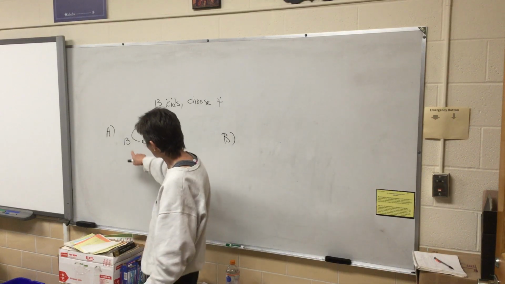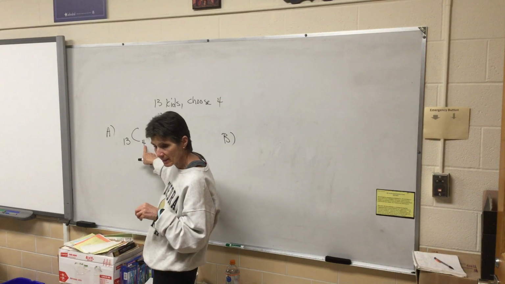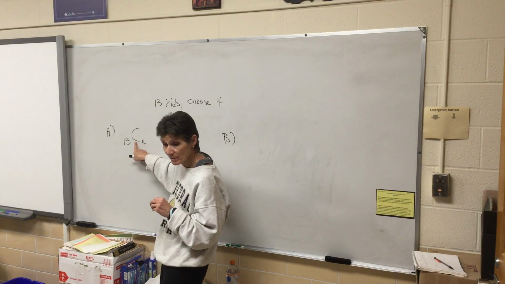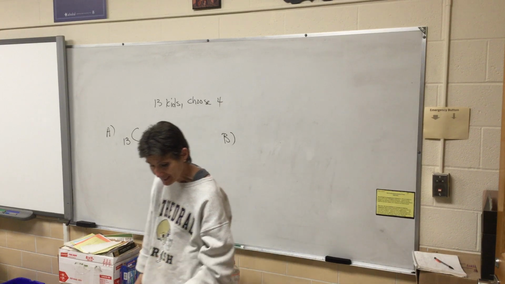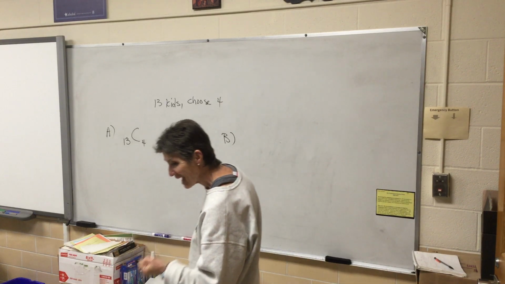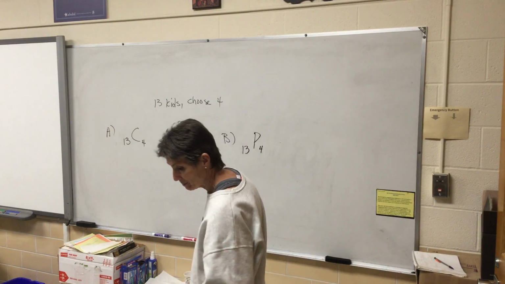This 13 tells me how many I have to choose from. This tells me how many I'm choosing. And this tells me I don't care what order I get them. But if I'm assigning them specific tasks, then order does matter. And it's 13P4.